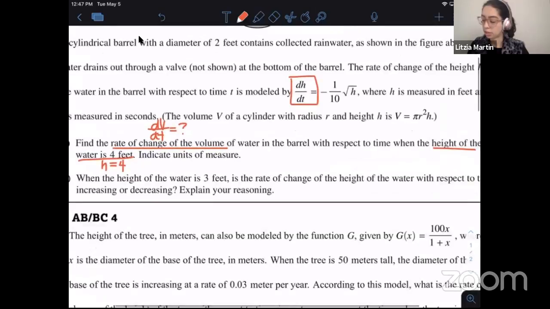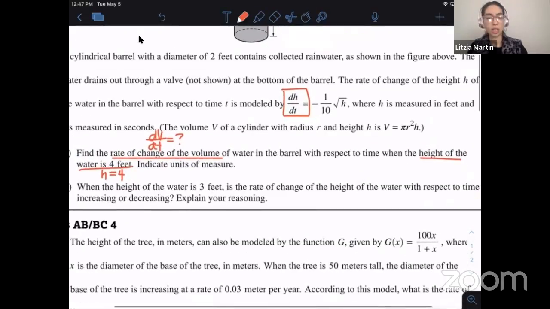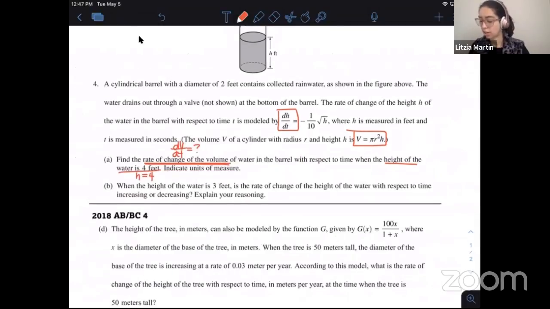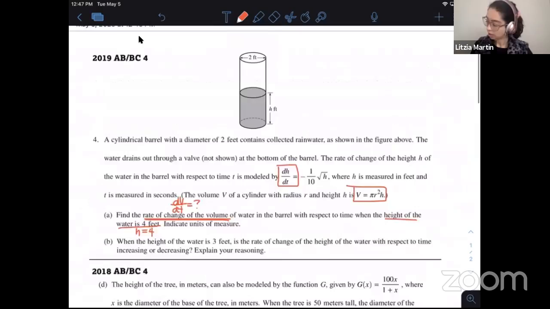Now we were given V here. V is equal to pi r squared times h. So I know that I'm going to need to take the derivative of that in order to find the rate of change of the volume. I'm sorry I didn't give much room here. We're going to write at the top.